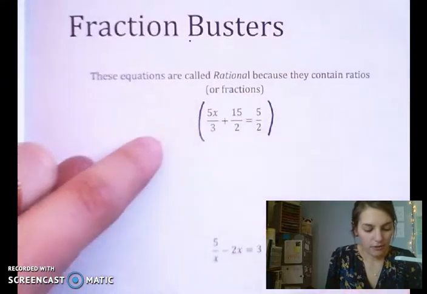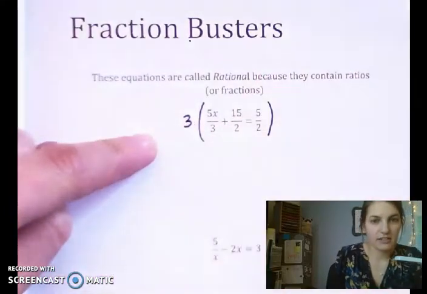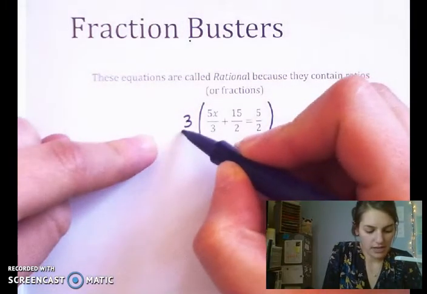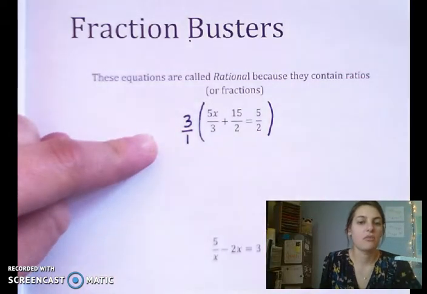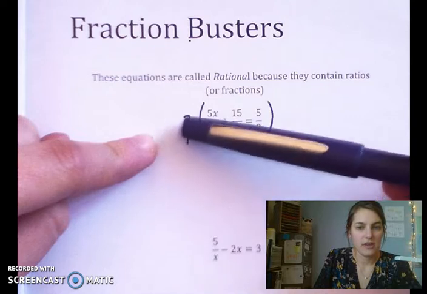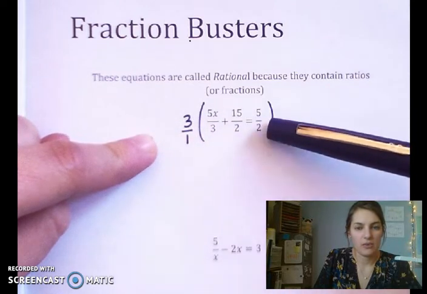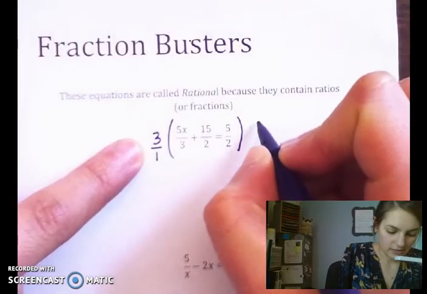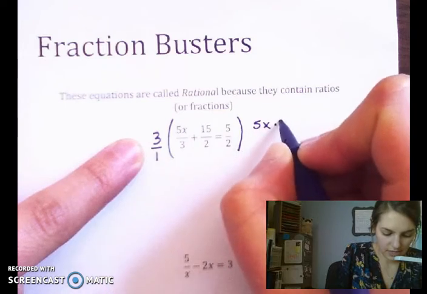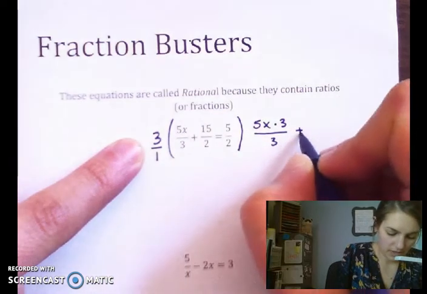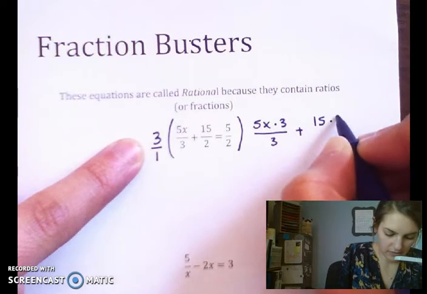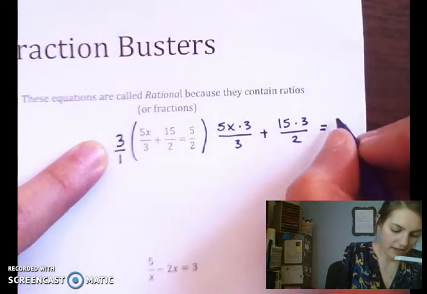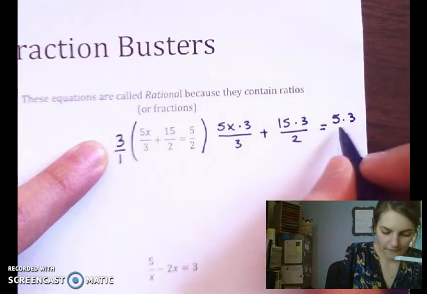So first let's just do the factor of 3 so that you can see what I mean by multiplying everything through by 3. So obviously 3 as a fraction is 3 over 1. And we're going to be distributing this to every single term in the equation. So that's going to give us 5x times 3 over 3 plus 15 times 3 over 2 equals 5 times 3 over 2.